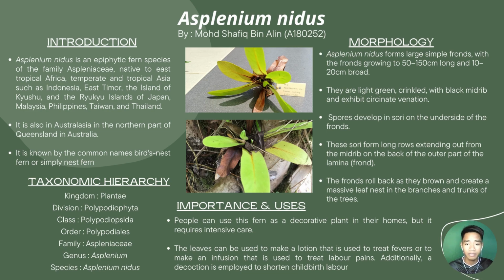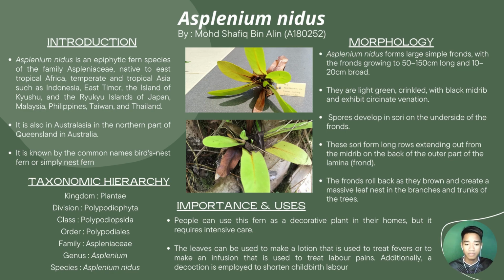They are light green, crinkled with black midrib, and exhibit sinuate venation. Spores develop in sori on the underside of the frond. These sori form long rows extending out from the midrib on the back of the outer part of the lamina. The fronds roll back as they brown and create a massive leaf nest in the branches and trunks of the trees. And the last but not least, importance and use.